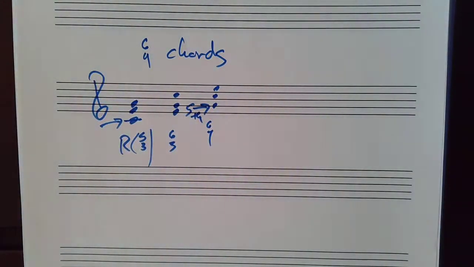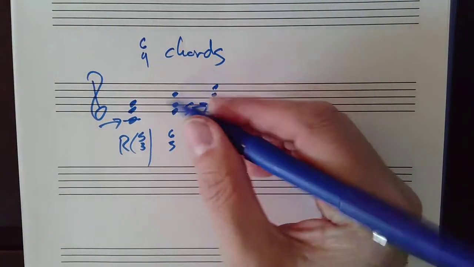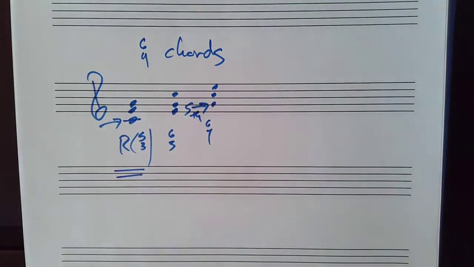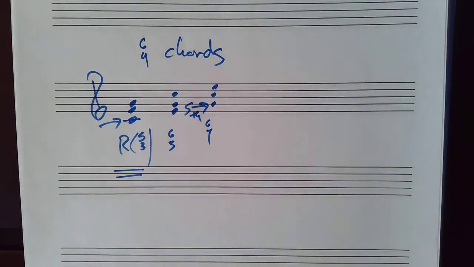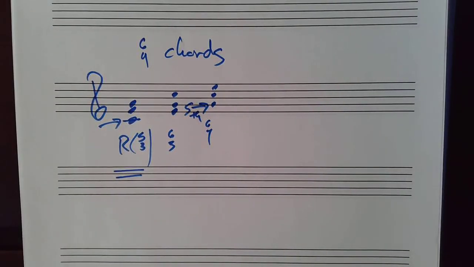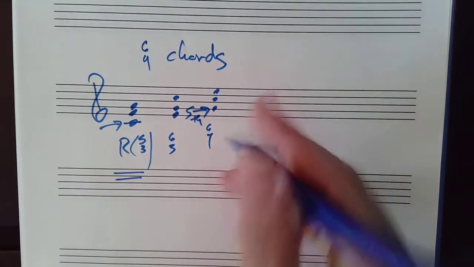Of the 3 inversions of the chord, root position is the most stable. The root is on the bottom. It sounds like a C major chord. The first inversion is stable but not as stable. And the 6/4 is actually unstable. It's not stable, let's put it that way.